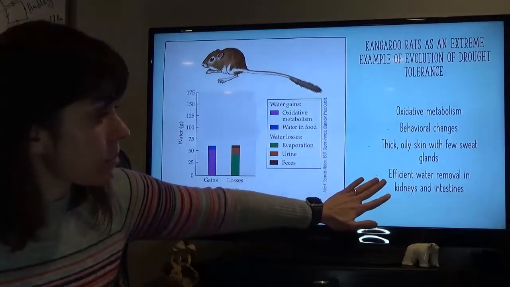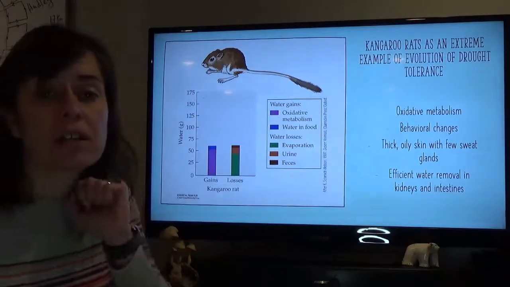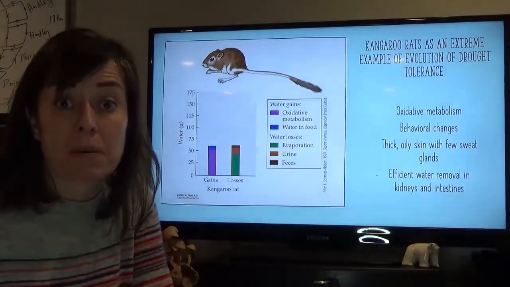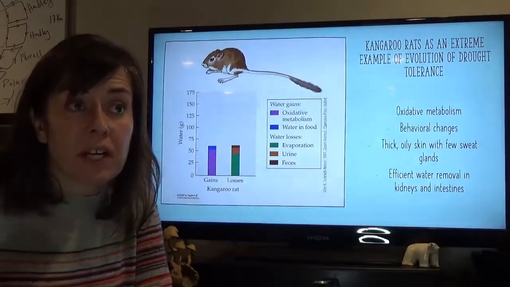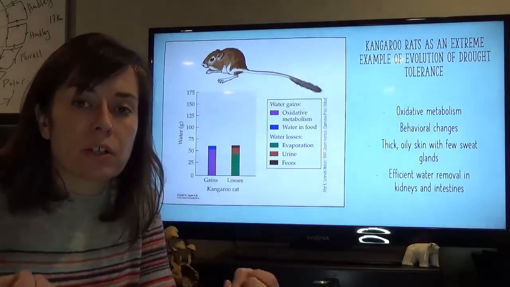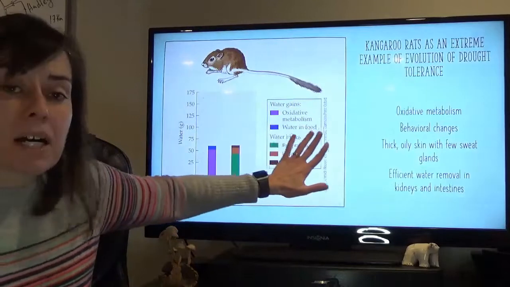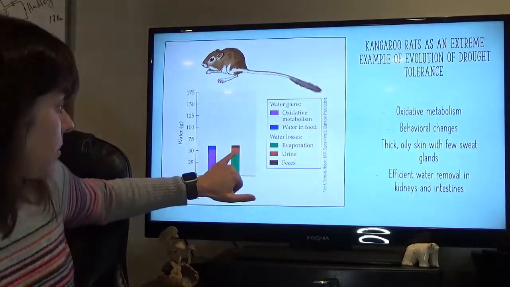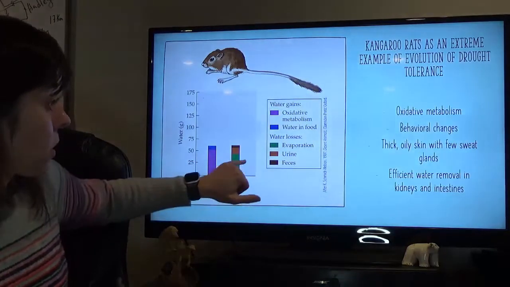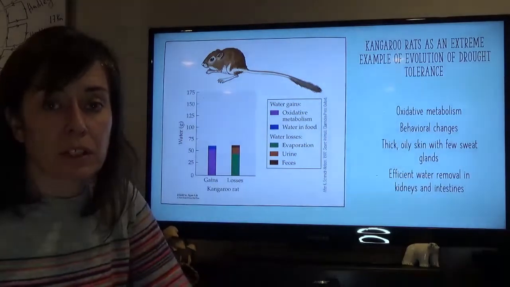And then exceptionally efficient water removal in kidneys and intestines. In fact, this species has the most concentrated urine of any species on the planet. And so urine concentration is a really great way to minimize water loss. If you have really effective reabsorption of water in your kidneys and your intestines, then you're able to minimize your water losses. And so you can see their water losses to urine are very, very low compared to what it would be for many organisms.